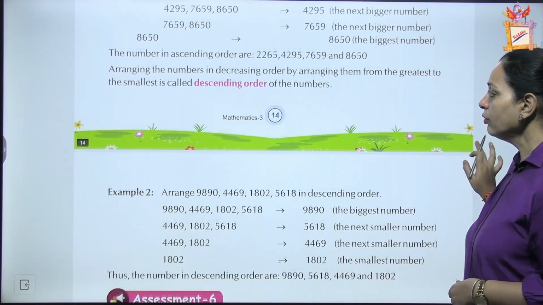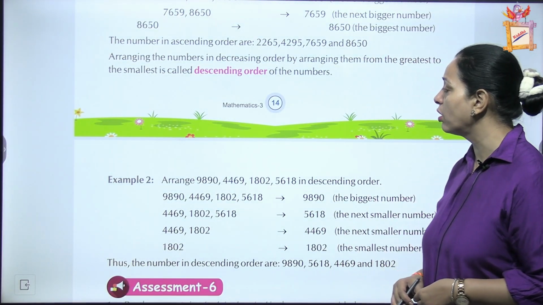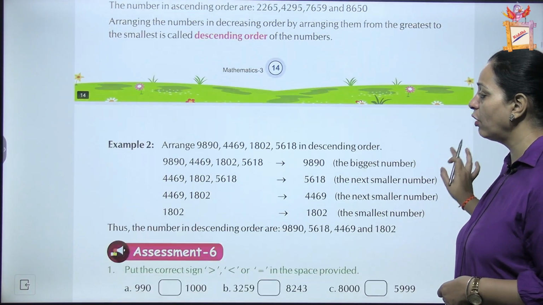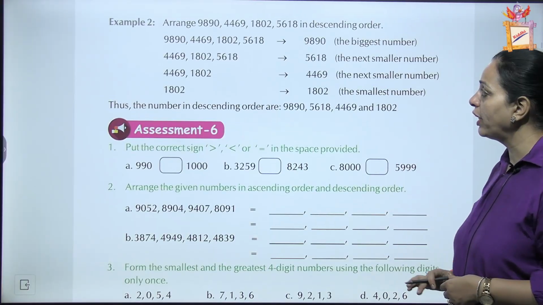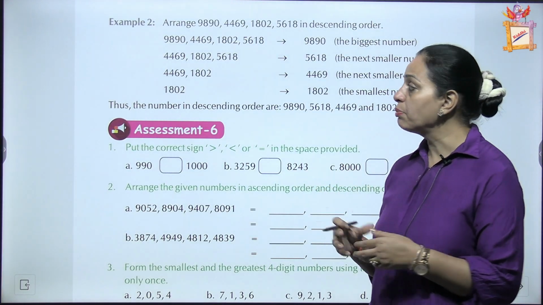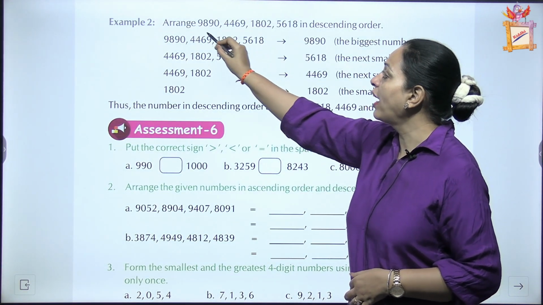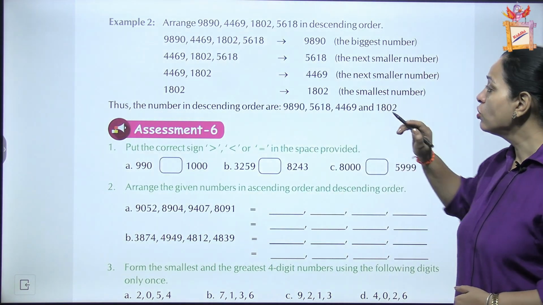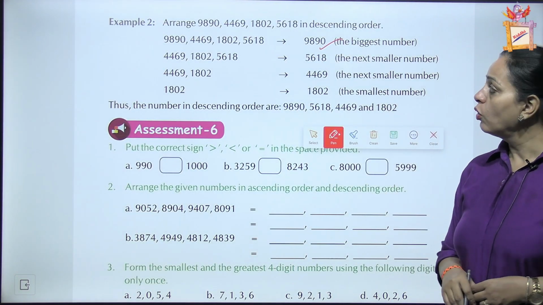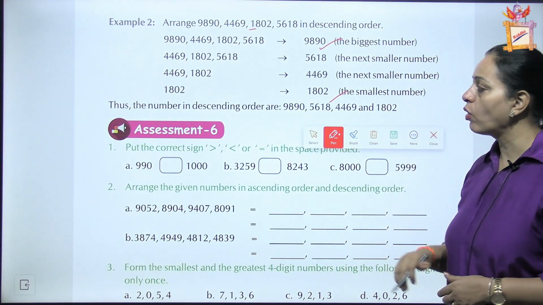Now we are talking about descending order, means arranging the numbers in decreasing order, by arranging them from the greatest to the smallest, is called the descending order. See example 2, arrange these numbers in descending order. See the greatest one, सबसे बड़ा number है, आप देखो 1000 digit को देखो 9. So 9 is the greatest one. So this number is the greatest number. और सबसे छोटा digit है 1. So this is the smallest number.